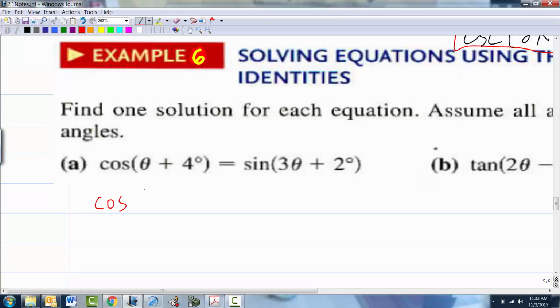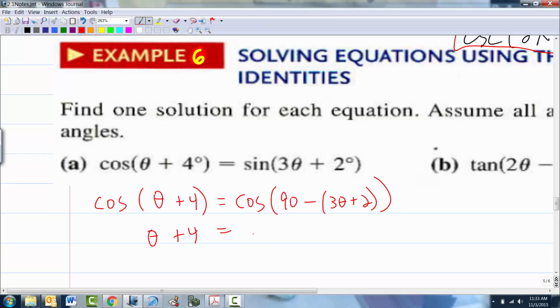So what you want to do is get this to be cosine equals cosine. So how does that work? What do I have to do? Cosine of what? Yeah, go ahead. 90 minus the quantity of 3 theta minus 2. Then I can drop the cosines. And I'm not going to solve this for you. It's grade school stuff at this point.